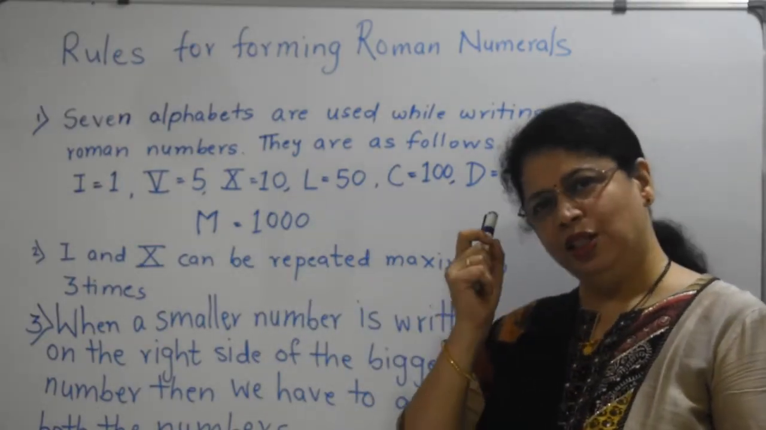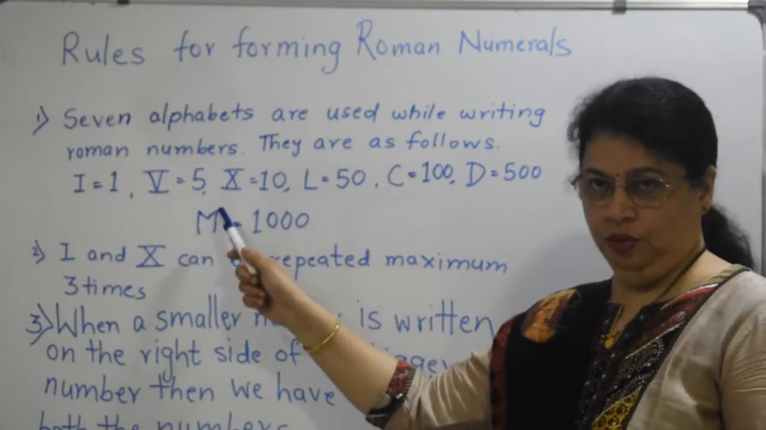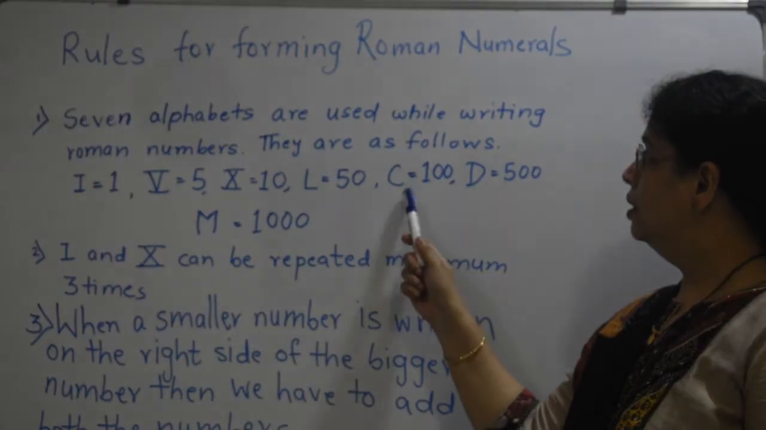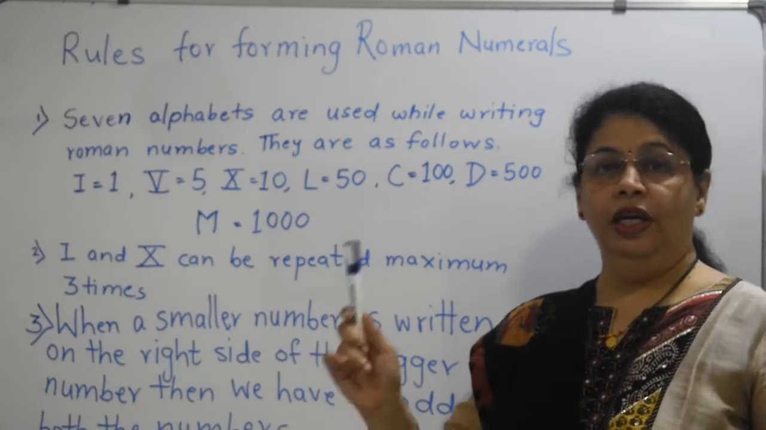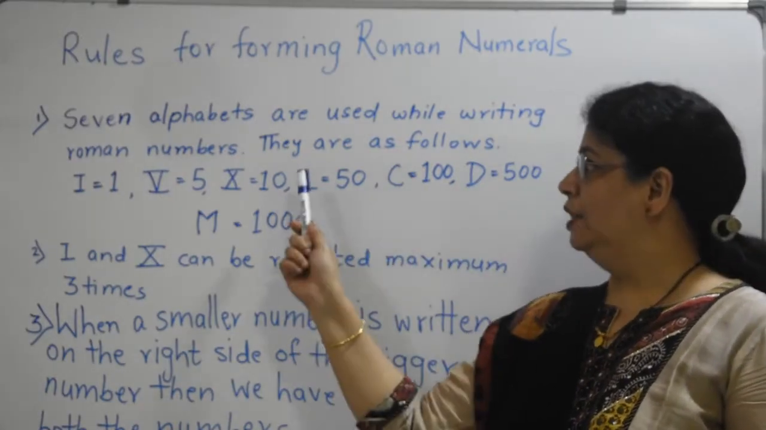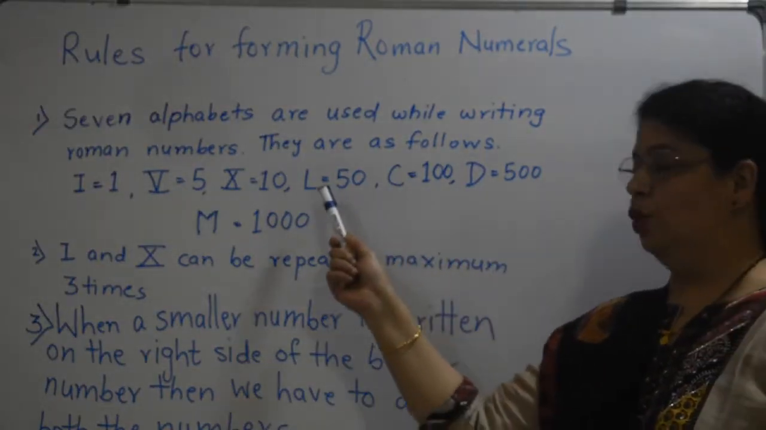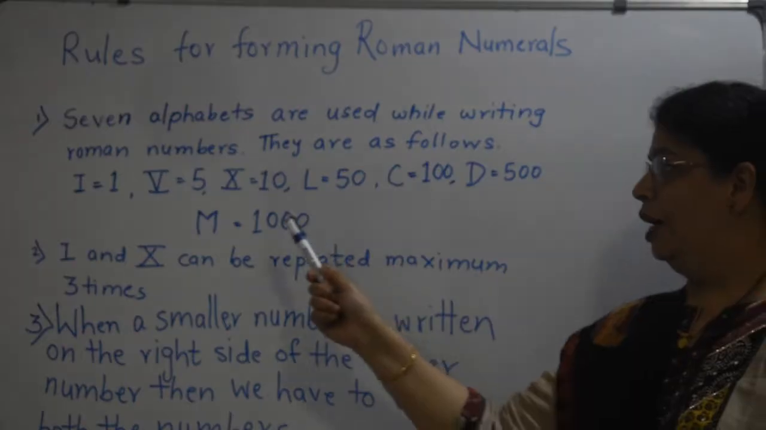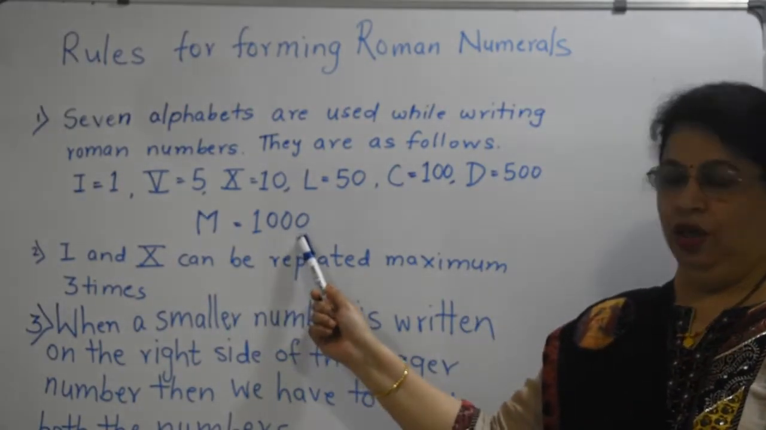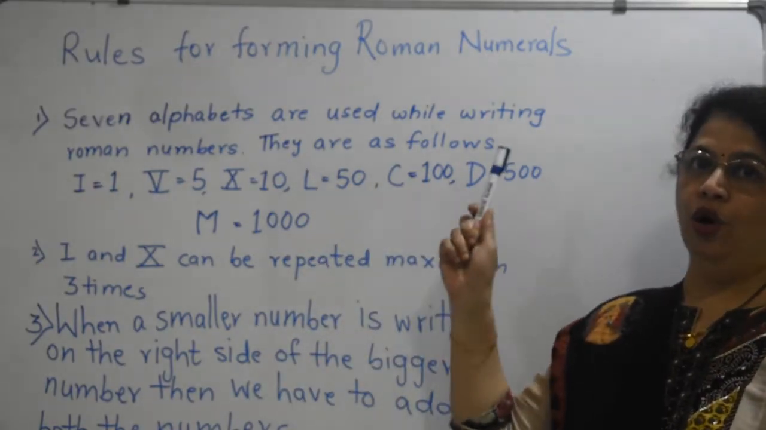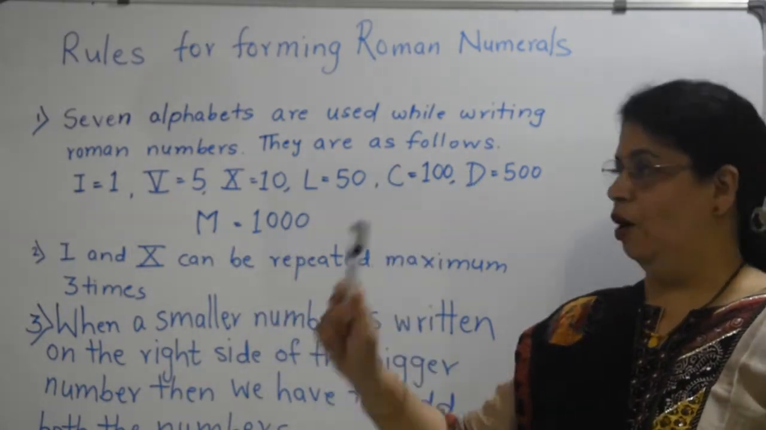Now I will share a small trick to remember this. I, V and X you all know. L, C, D. LCD TV you all know. Remember that LCD. L stands for smaller number 50, C is 100, D is 500. So it's LCD. And M for maximum. M is equal to 1000. So you will remember LCD in the order of 50, 100, 500 and M maximum, that is 1000.